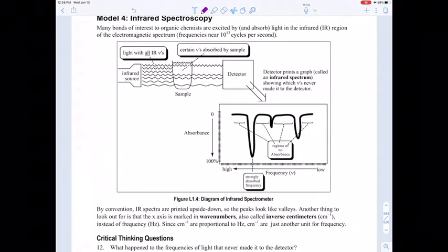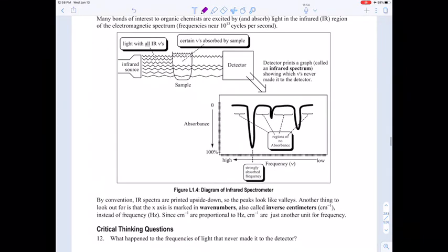Okay, the detector prints a graph called an infrared spectrum showing which frequencies never made it to the detector, and therefore they're called absorbed. By convention, infrared spectra are printed upside down so the peaks look like valleys. Another thing to look out for is that the x-axis is marked in wave numbers, also called inverse centimeters, instead of frequency. Since inverse centimeters are proportional to hertz, to frequency units, inverse centimeters are just another unit for frequency.